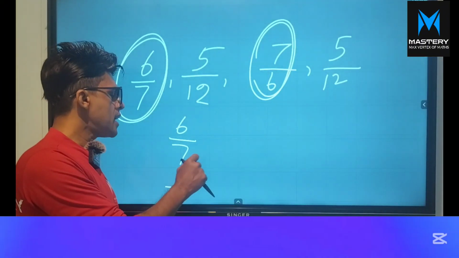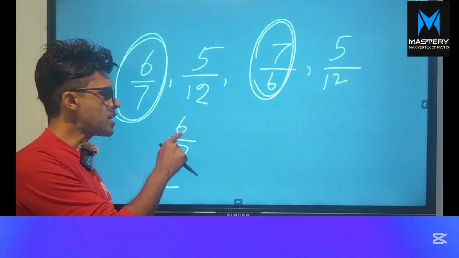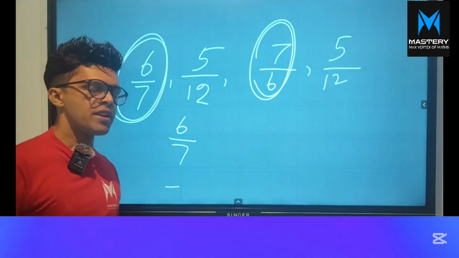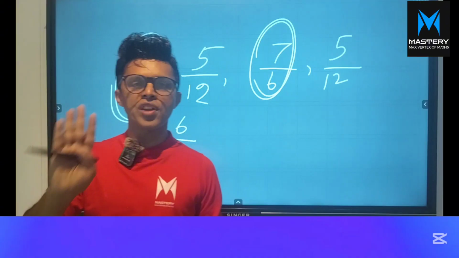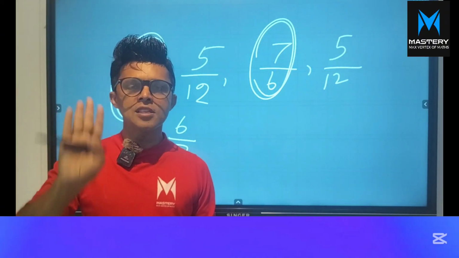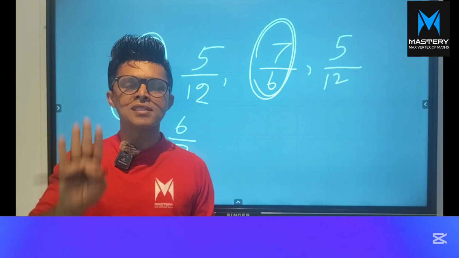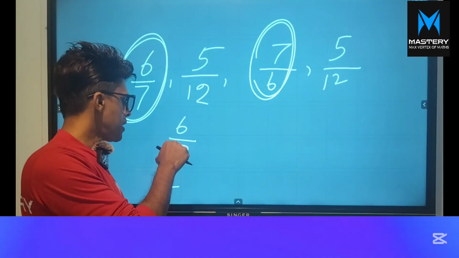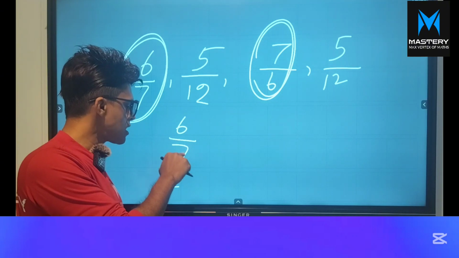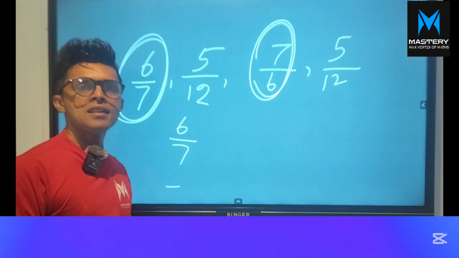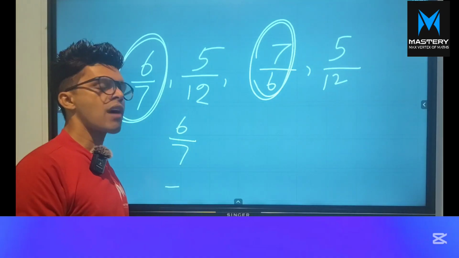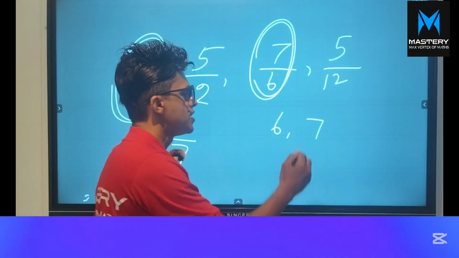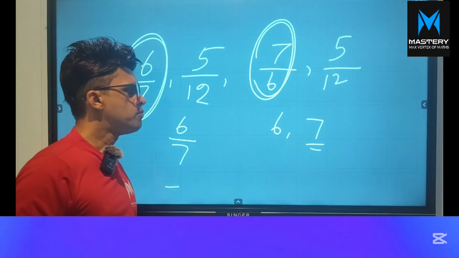So 7 is greater than 6. Now here, when it comes to a given fraction, if the denominator is greater than the numerator, then this fraction is named in maths as a proper fraction. You could see 7 is greater than 6. When you count generally, you know that 1, 2, 3, 4, 5, 6, 7. 7 is greater than 6.